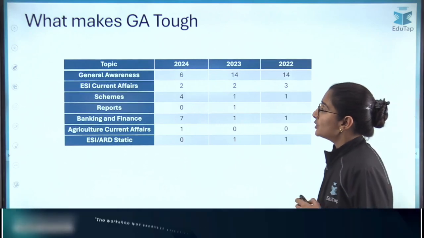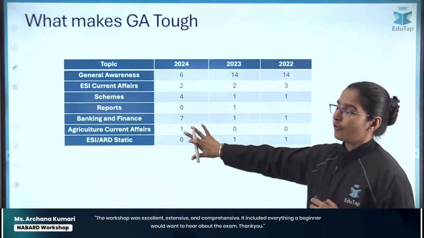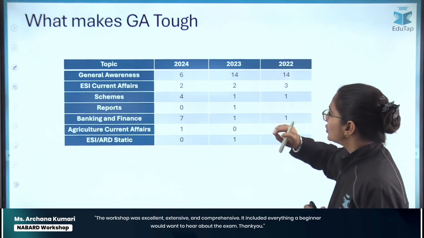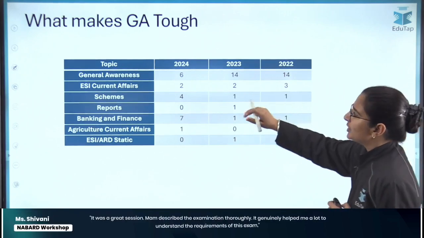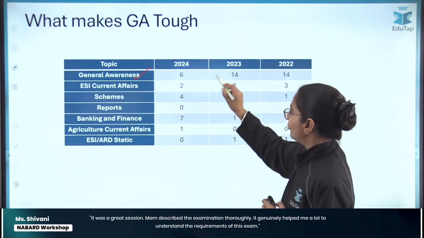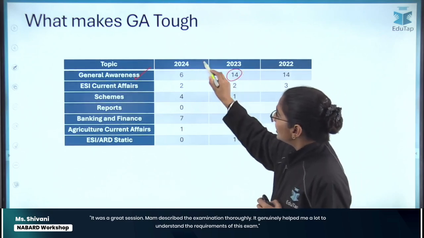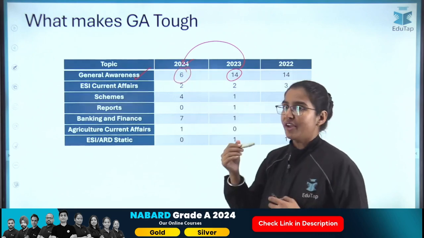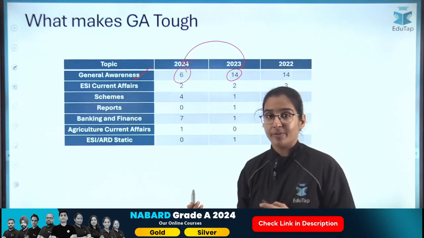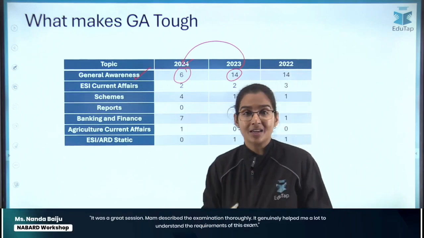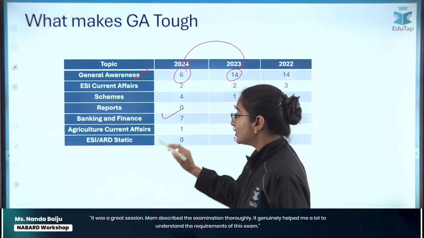See, this was the distribution of the topics in the 2024 exam and the previous years also. Earlier, most of the questions used to be from the general awareness section. But in 2024, the number of general awareness questions was reduced from 14 to 6. Now, if general awareness questions have been reduced, what kind of questions are being asked more? It is the finance part.